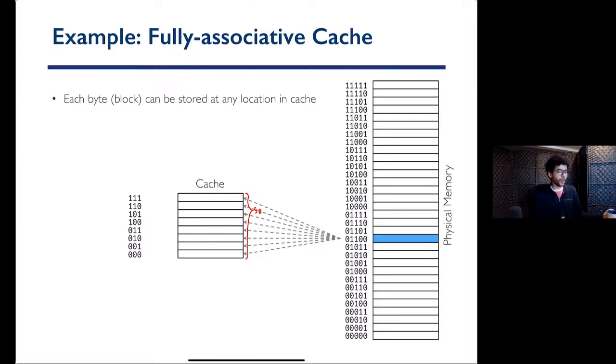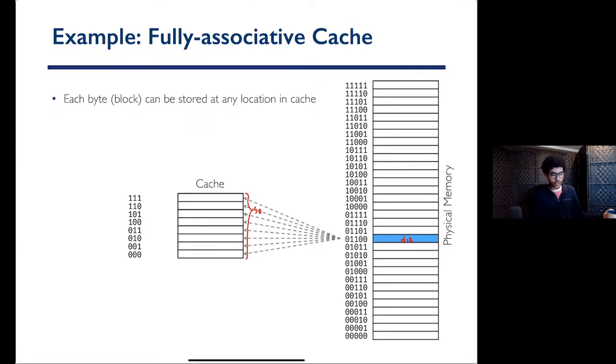Now, if this is the data, let's say D, what is the number? This is 12. Is that 12? This is 8 plus 4, 12. Doesn't look like 12. No, actually, it is 12. So D12. How do I know where this data is? How do I know where to find it? Well, it could be anywhere, so I have to search all of them.